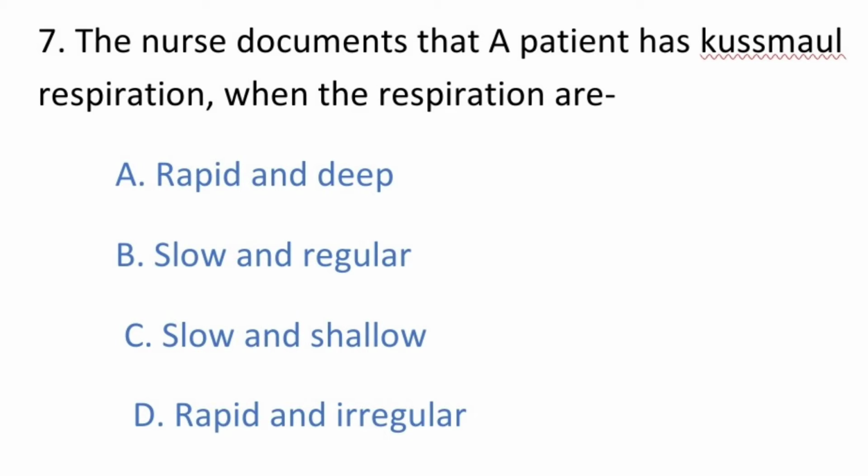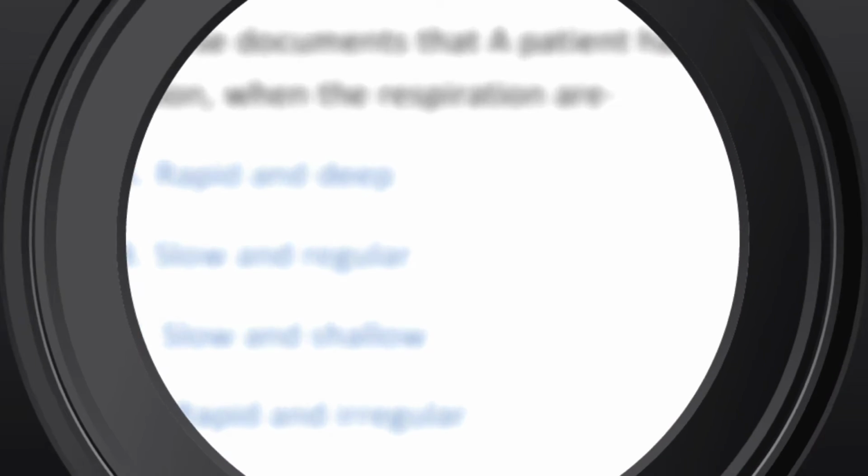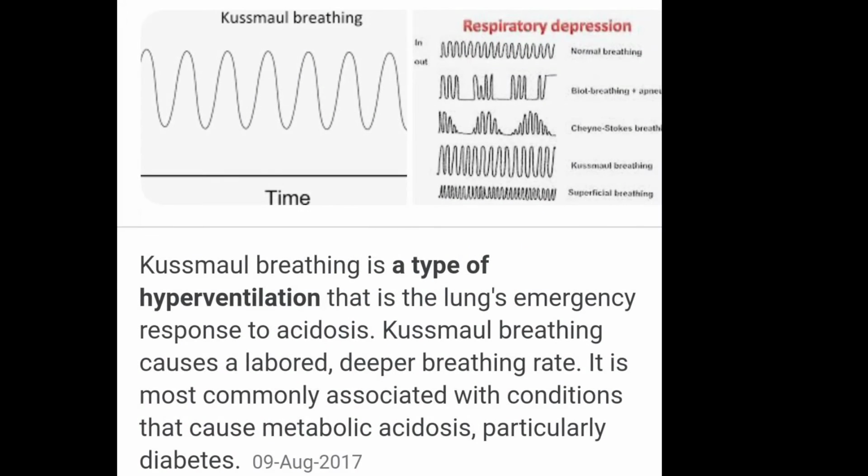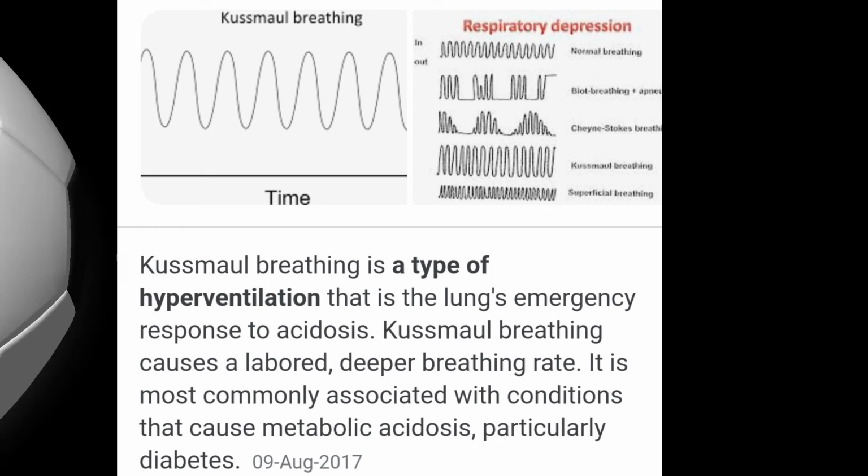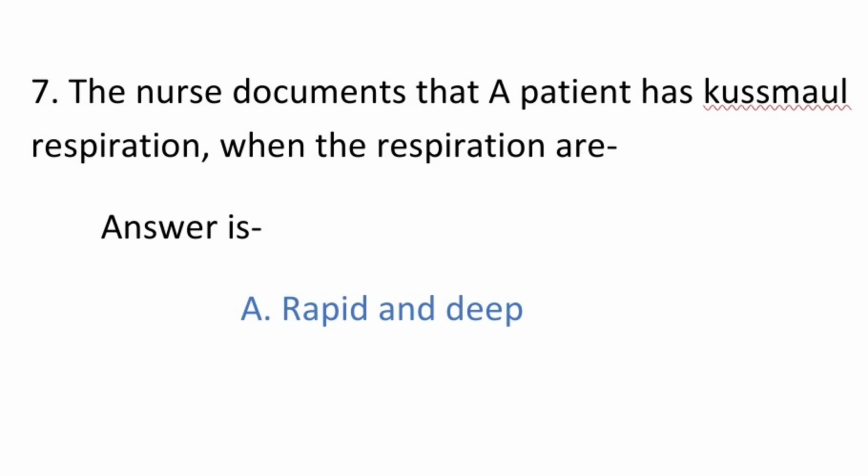Before jumping on to the answer, let's see the definition of Kussmaul respiration. Well, Kussmaul breathing is a type of hyperventilation that is the lungs' emergency response to acidosis, okay? And Kussmaul breathing causes a labored, deeper breathing rate. The answer is hidden right here in the sentence and it is option number A, rapid and deep.